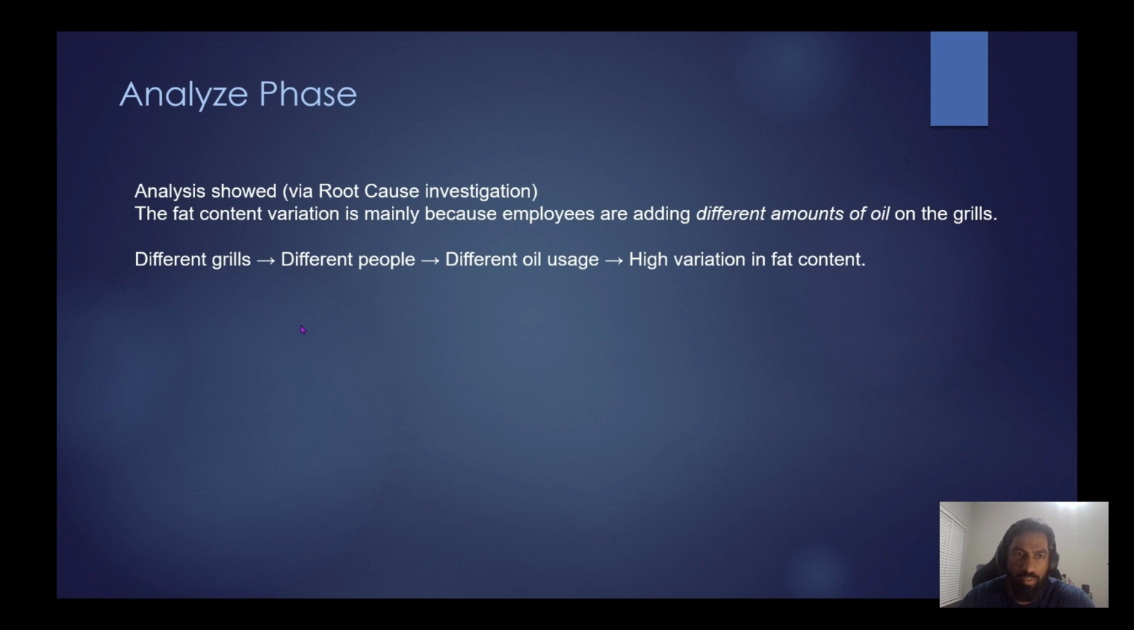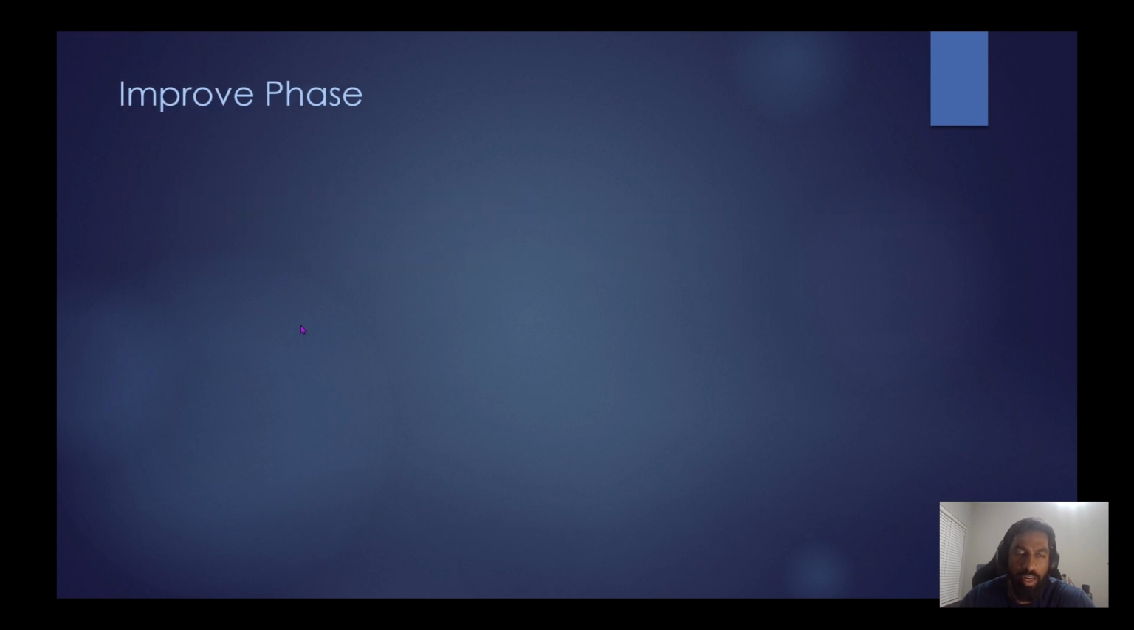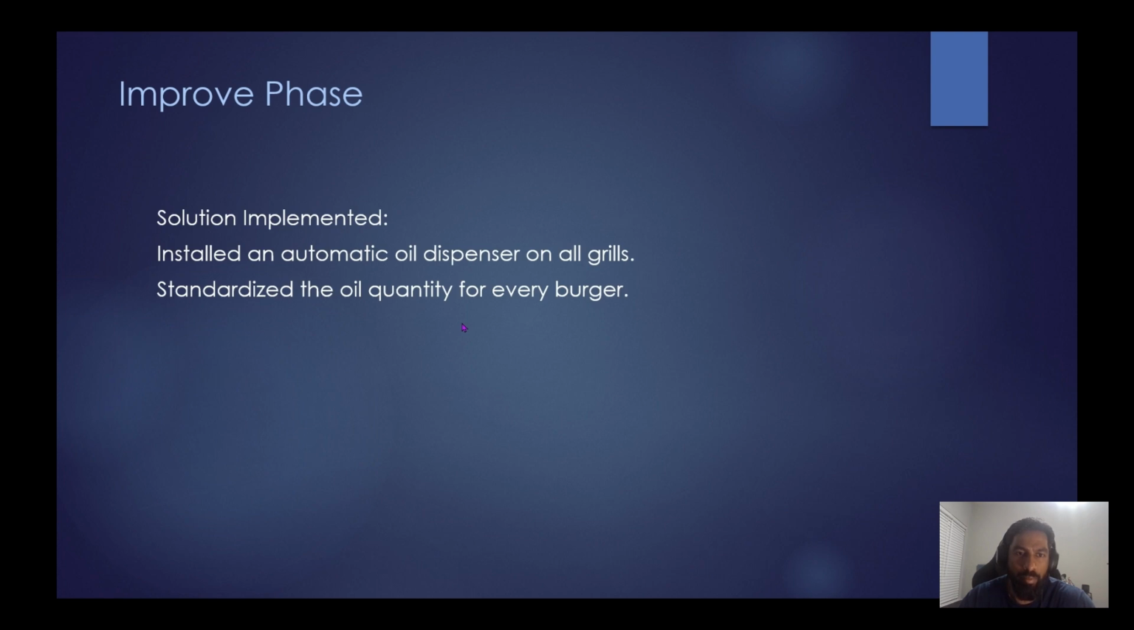Moving on to the next phase, we get to the improve phase. Improve phase is where we try to fix the root cause that we identified in the analyze phase. In our case, the solution that was implemented was installing an automatic oil dispenser on all grills and standardizing the oil quantity for every burger.